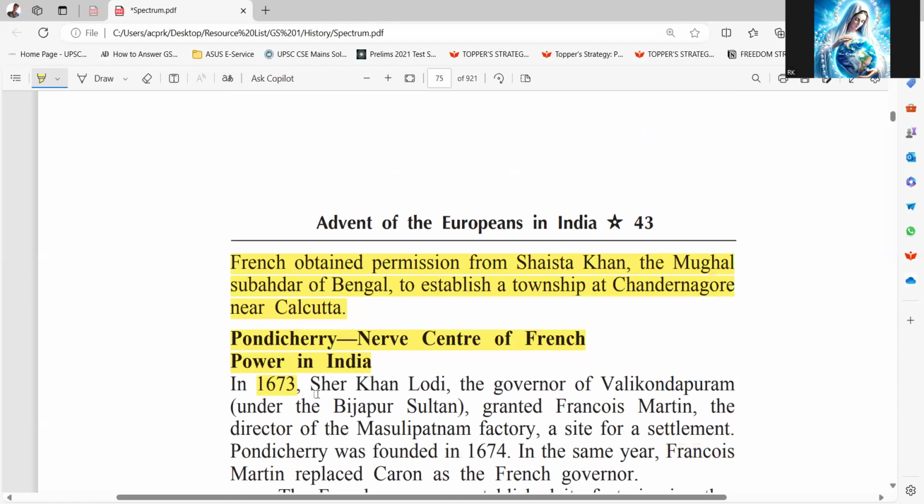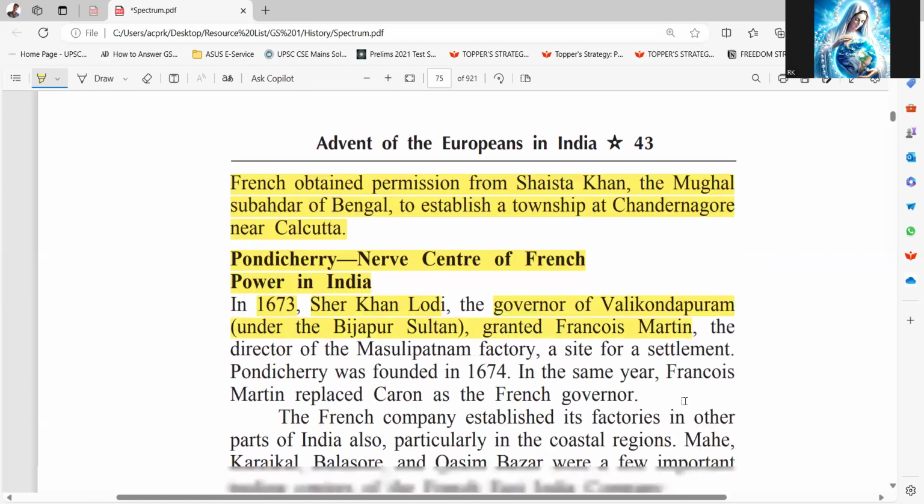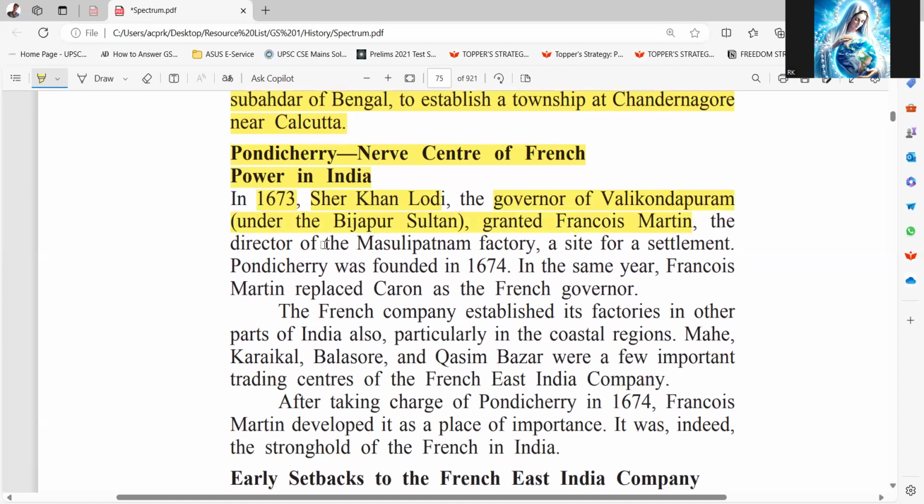In 1673, Sher Khan Lodi, governor of Valikondapuram under the Bijapur Sultan, granted Francois Martin, the director of the Masulipatnam factory, a site for a settlement. Pondicherry was founded in 1674. In the same year, Francois Martin replaced Caron as the French governor.